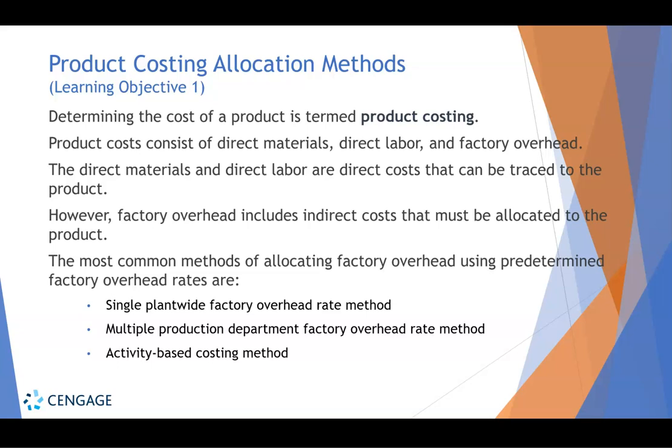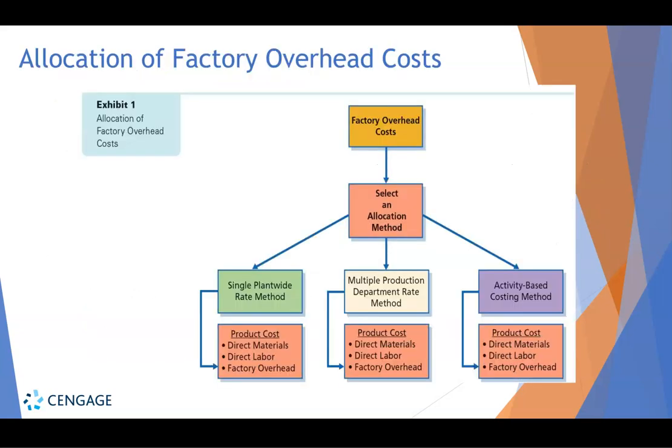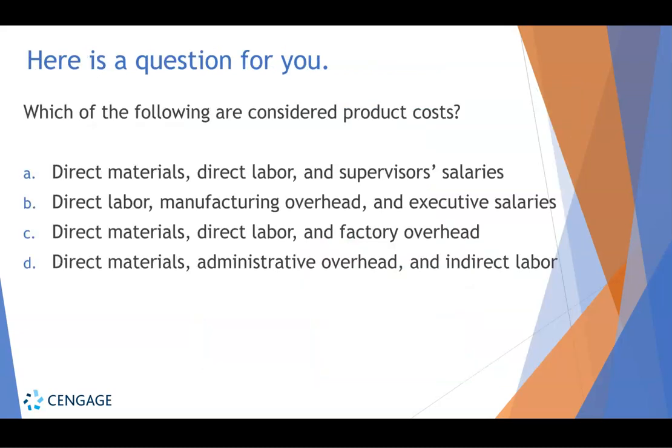or multiple production department factory overhead rates. Then there's also the activity-based costing method that we will talk about in this chapter. So here you see you're going to have a lot of factory overhead costs, and you can use a single plant-wide method, which is a lot of times much easier, but might not be as accurate as it could be. The multiple production department rate is used with companies, and then this activity-based costing method is something we're going to look at in this chapter.